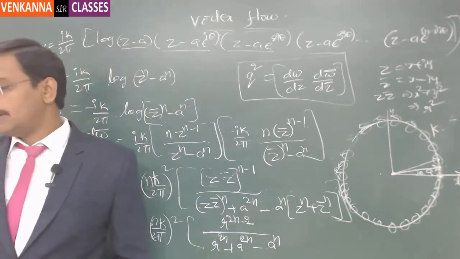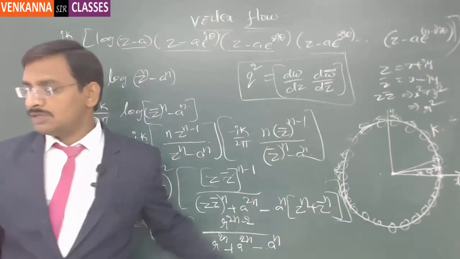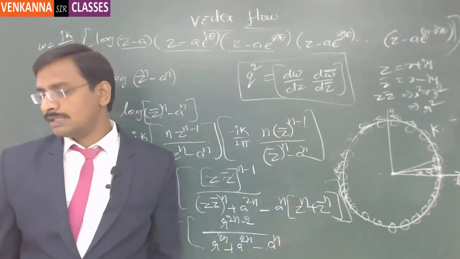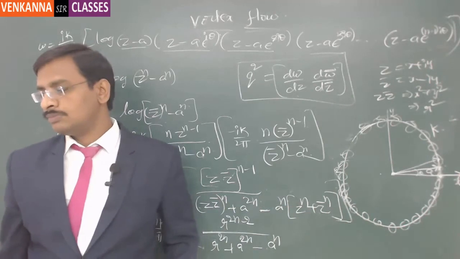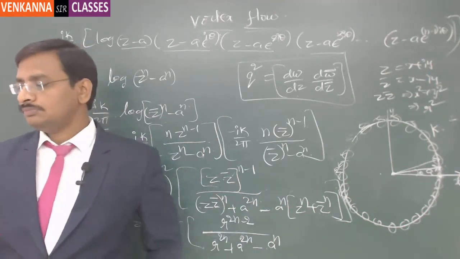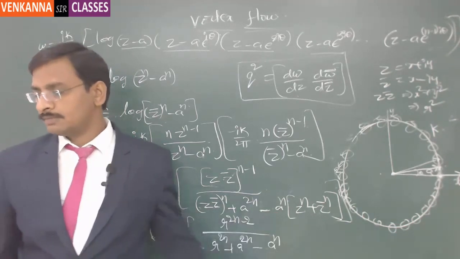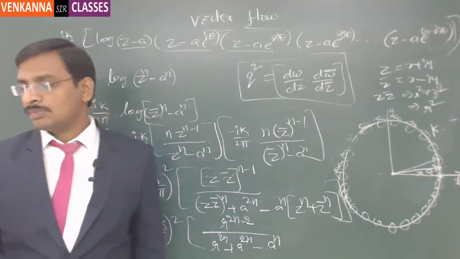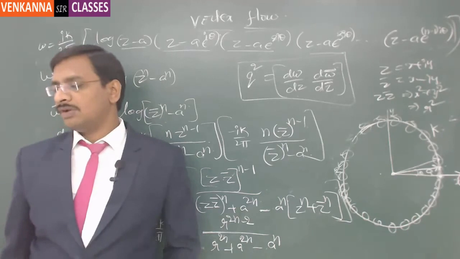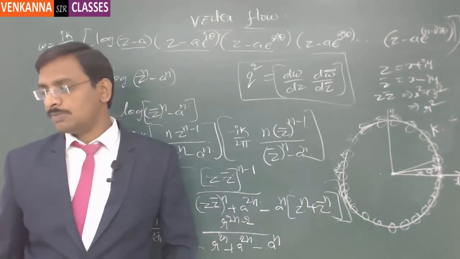What is the value of z power n plus z power minus n? Tell me, what is the value of this in terms of r and θ? Can you give me z power n plus z power minus n in terms of r and θ?